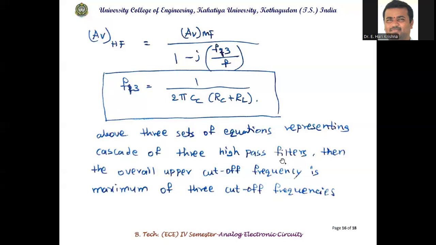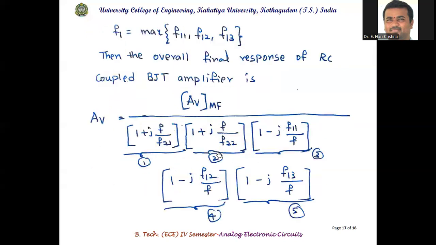So we are comparing it with the standard equation. This is a cascade of 3 filters. F13 is equal to 1 by 2 pi Cc into Rc plus RL. So finally, we can say the above 3 sets of equations are representing a cascade of 3 high-pass filters. Then the overall lower cutoff frequency is always the maximum of those 3 cutoff frequencies. So the same thing is represented here: F1 is equal to max of F11, F12, F13.